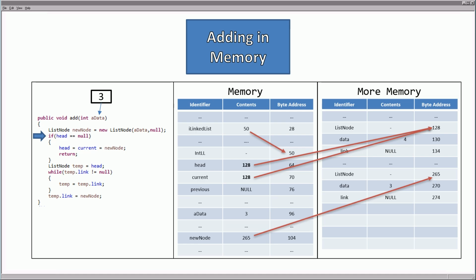If head is equal to null, well, head is currently memory address 128, so it is not null. Skipping past that, we create this temporary list node, which is initialized to null, but then we assign it to the value that is currently being stored in head, which is 128. This indicates that now head, current and temp just refer to the same element in memory.